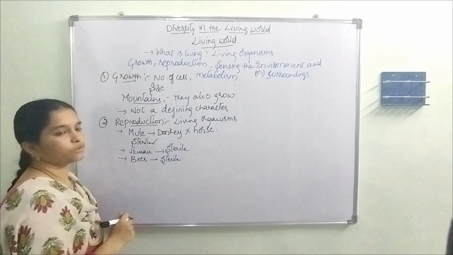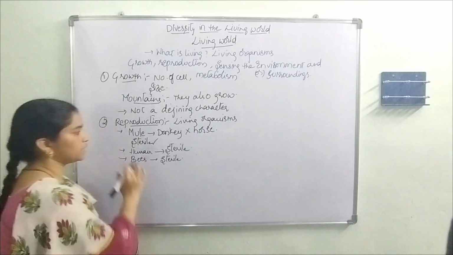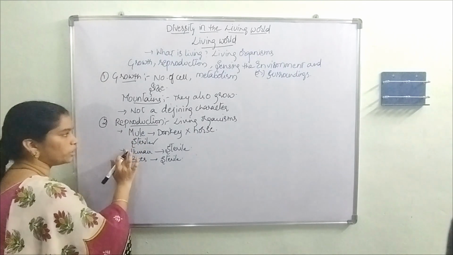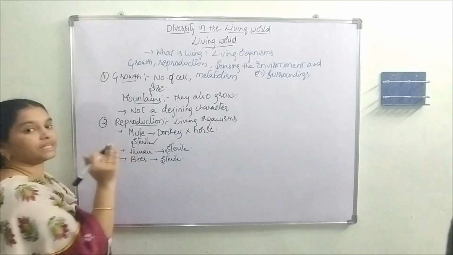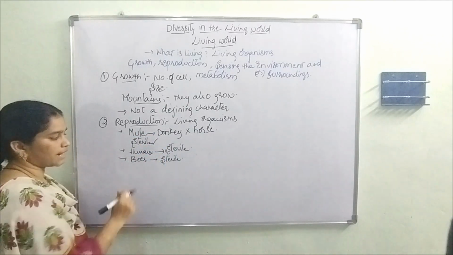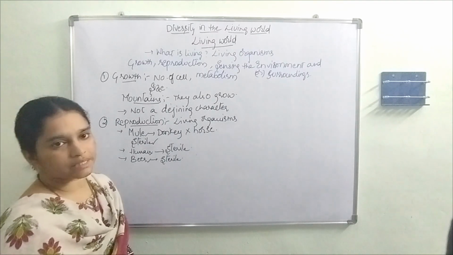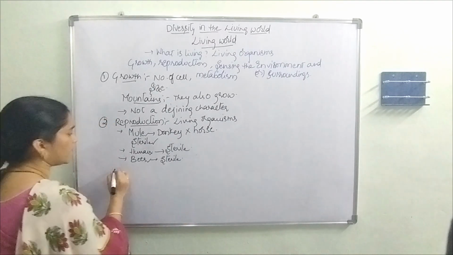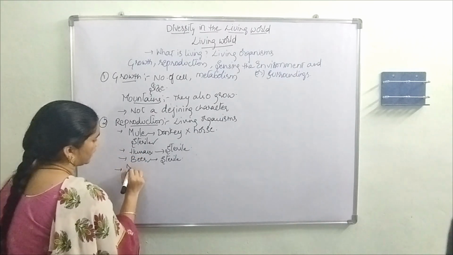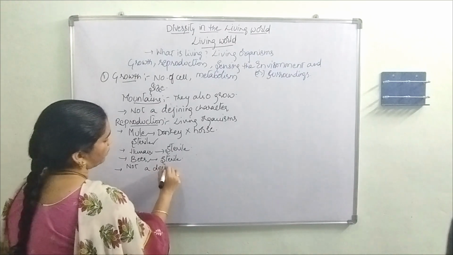So they don't reproduce. So here reproduction occurs in living organisms, but the living organisms which cannot reproduce are also living organisms. For example, mule, and humans where a man is sterile, and bees, some of the worker bees are sterile. So we cannot take the reproduction as a defining property. So this is not a defining property.